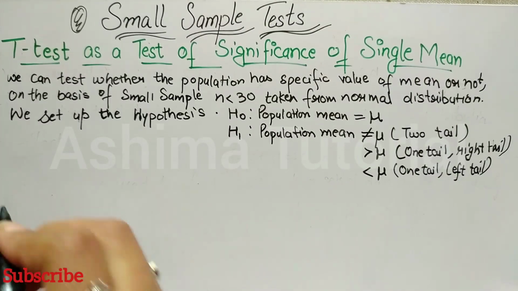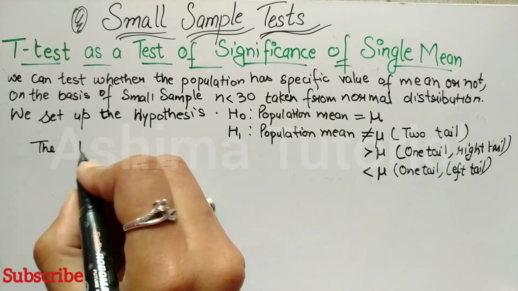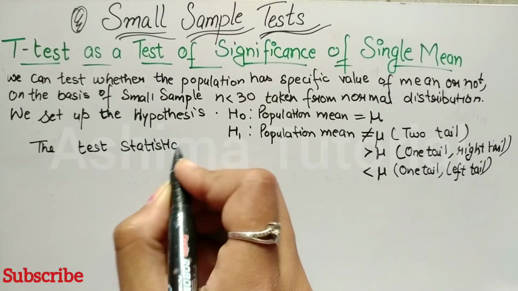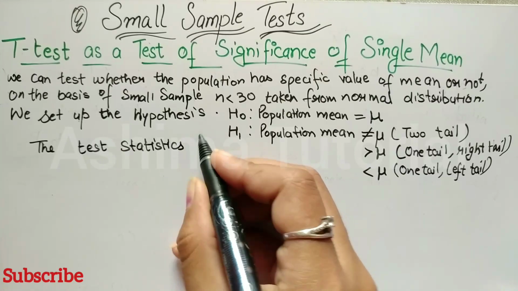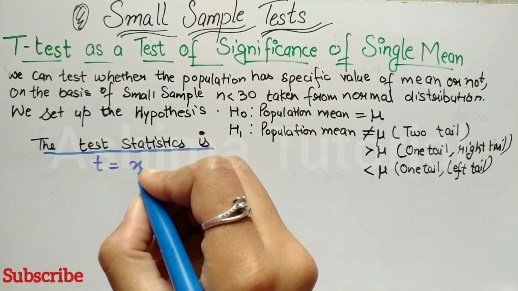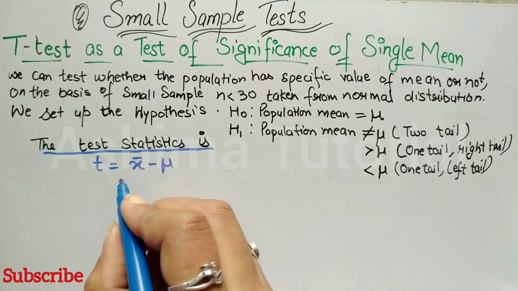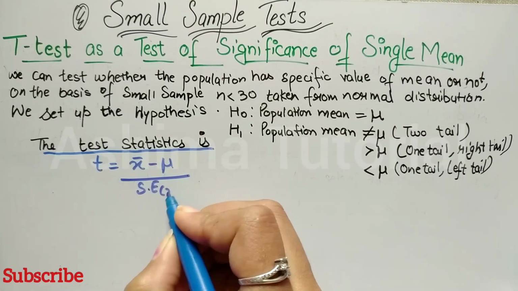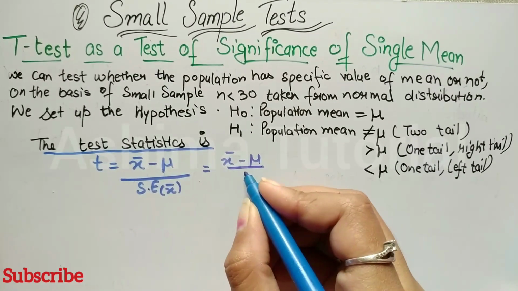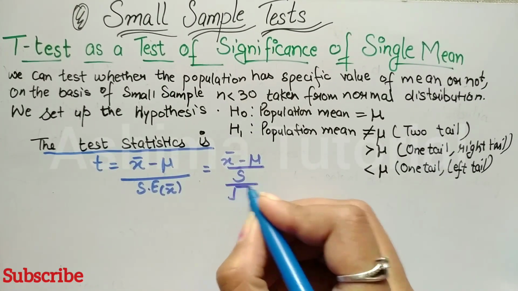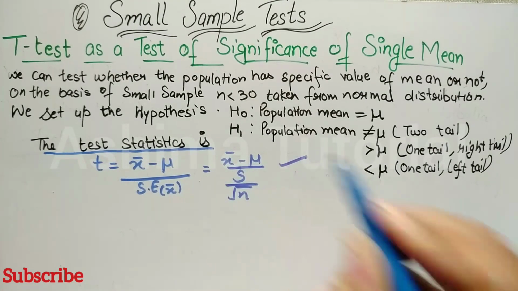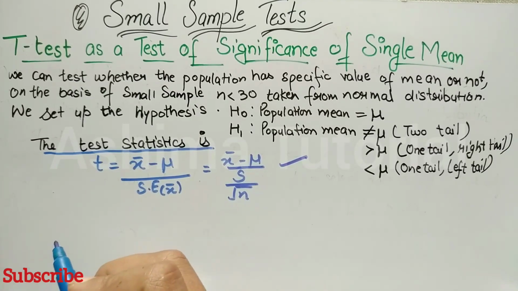Now the test statistic is T is equal to x bar minus mu over standard error of x bar, where standard error of x bar is equal to capital S over under root n, where capital S is population standard deviation.